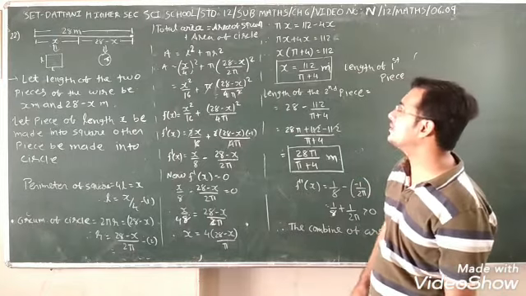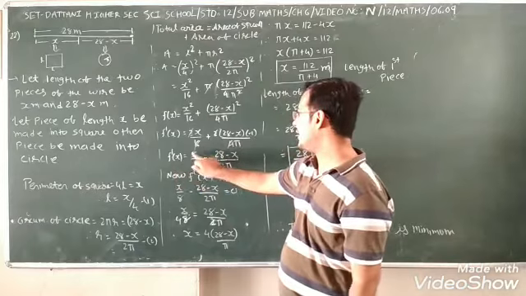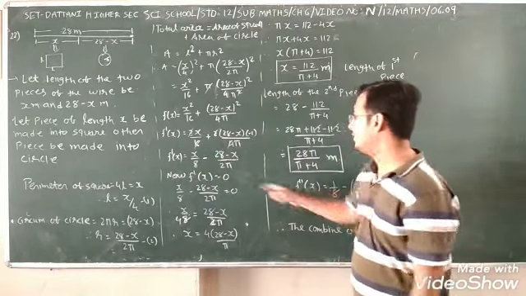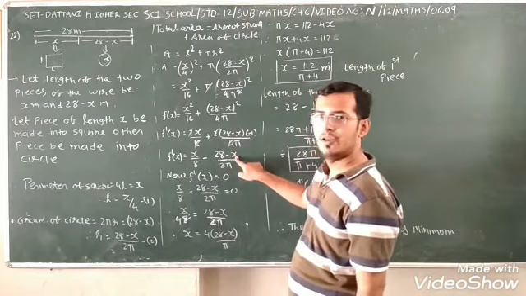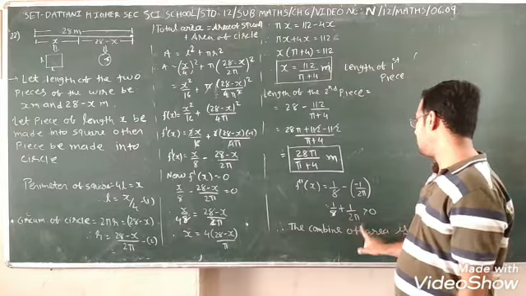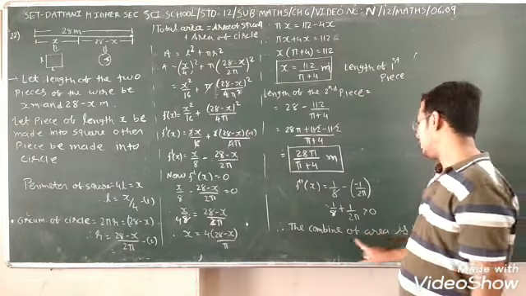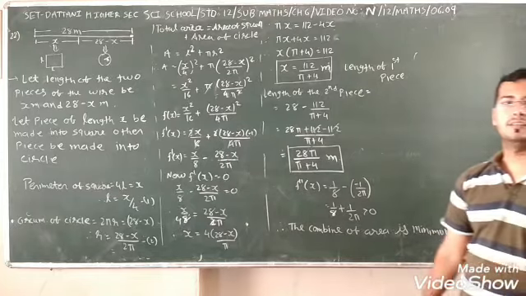Now we have to prove that it is a minimum. So f double dash, here x is 1 by 8 minus 28, it means 0. Minus x means minus 1. So minus plus 1 upon 2. Both are positive, it means greater than 0. The combined area is minimum. Hence we prove it.